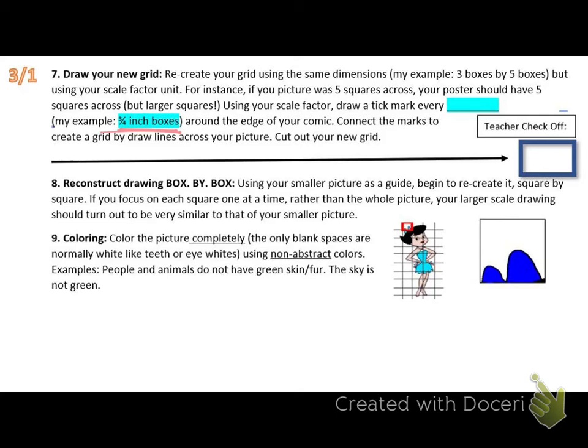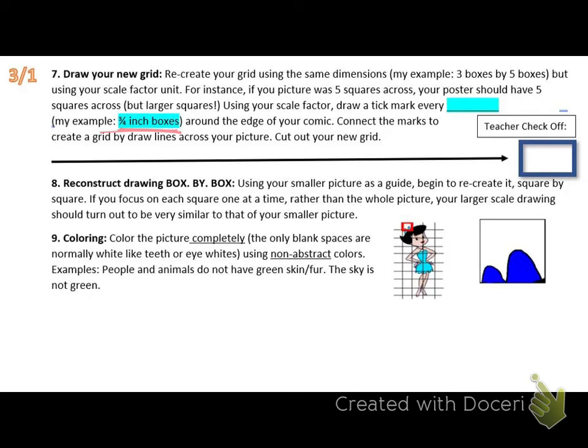I only needed a certain amount of boxes, right? So what you would do is look at your comic. I said my comic was 5 by 6, correct? So I would cut out a 5 by 6 area. So 1, 2, 3, 4, 5 by 1, 2, 3, 4, 5, 6. The rest of it, I don't need. And it would end up 5 by 6 boxes like it should be. Okay, 1, 2, 3, 4, 5. 1, 2, 3, 4, 5, 6.